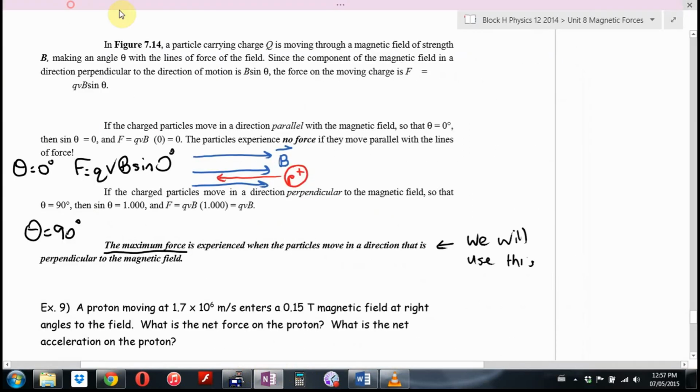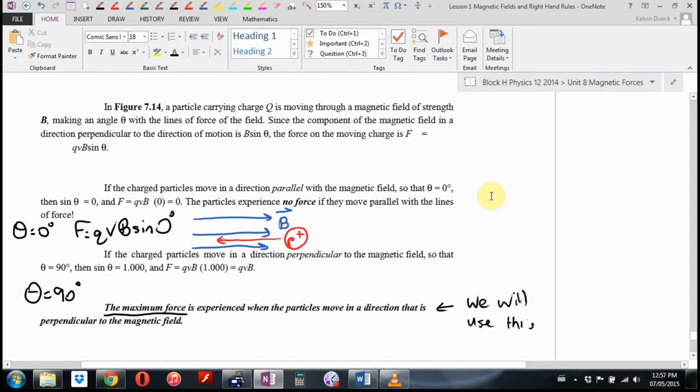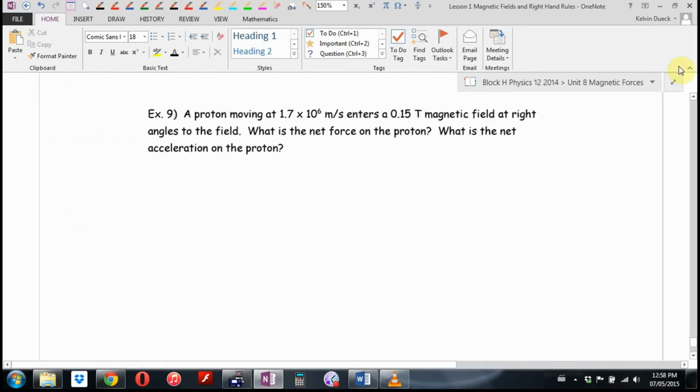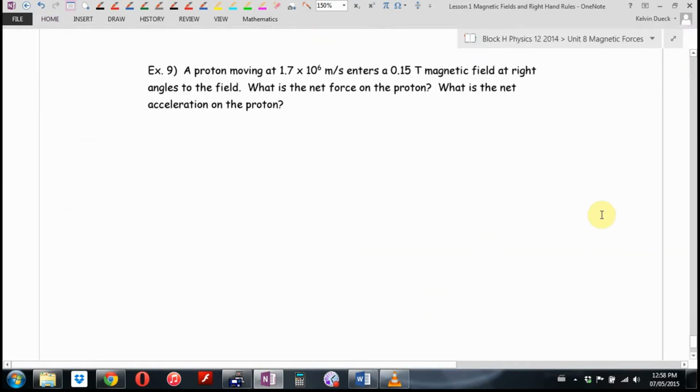Let's crunch some numbers. A proton is moving at 1.7 times 10 to the 6th meters per second. It enters a 0.15 Tesla magnetic field. Here's the important part. At right angles to the field, they are perpendicular. What's the net force on the proton? And what's the net acceleration? You know what, Jeff? I'm going to call this part A, and I'll call this part B, and let's do part A.